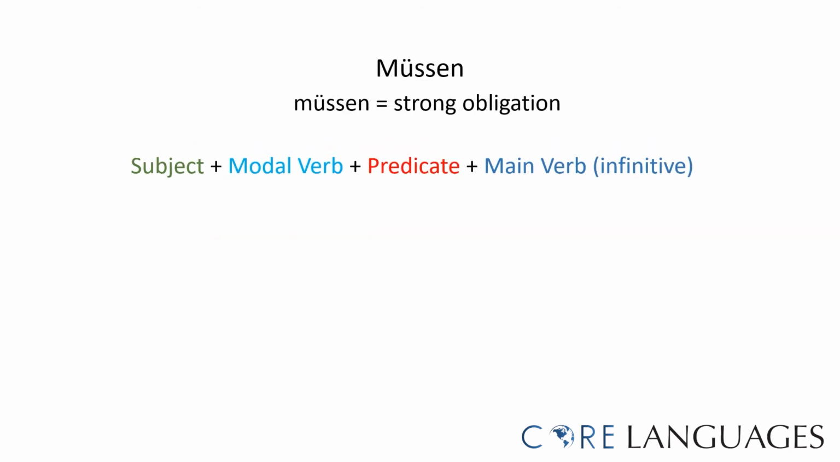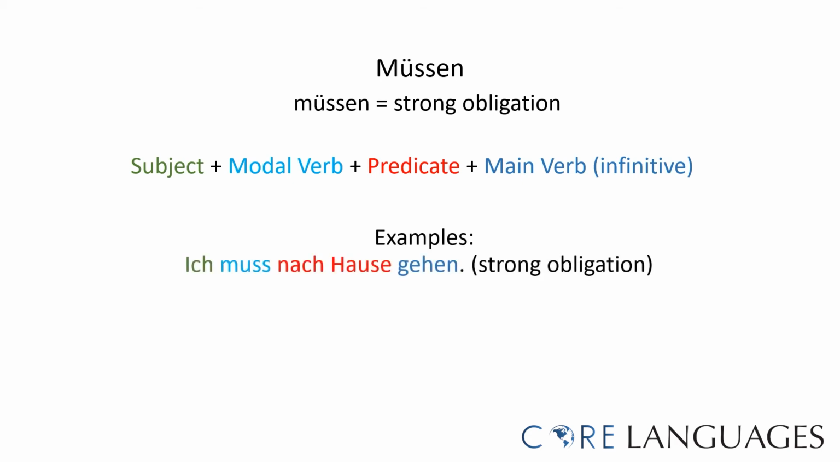Hier sind Beispiele of sentences using müssen, must, which is used to express a strong obligation. Ich muss nach Hause gehen. I must home go. I must go home. This sentence expresses the strong obligation of going home.